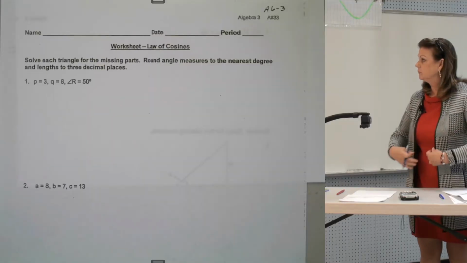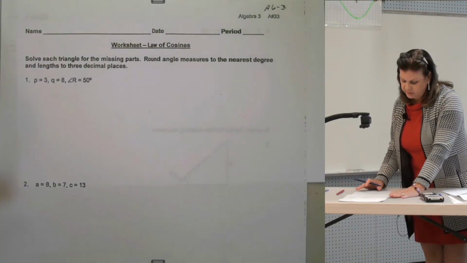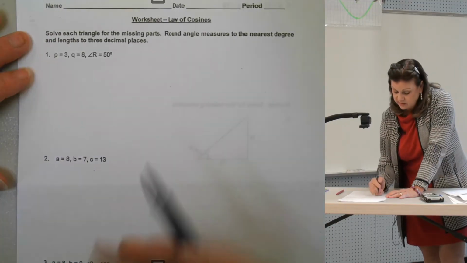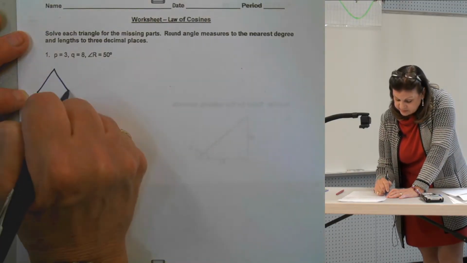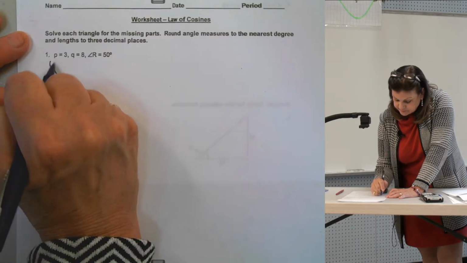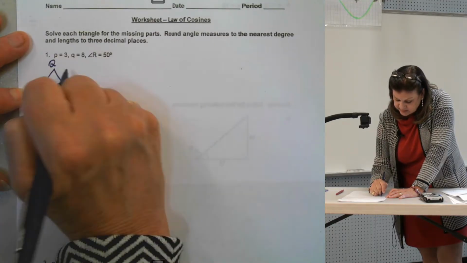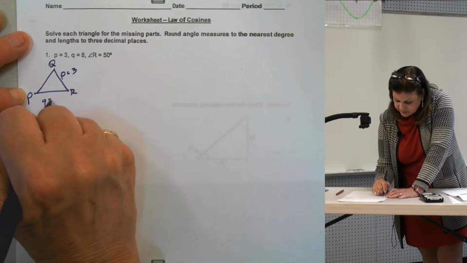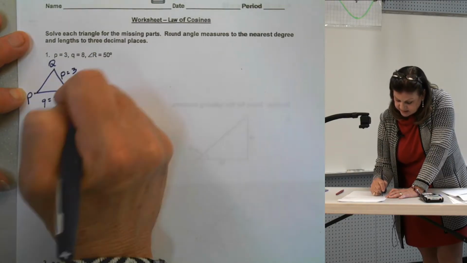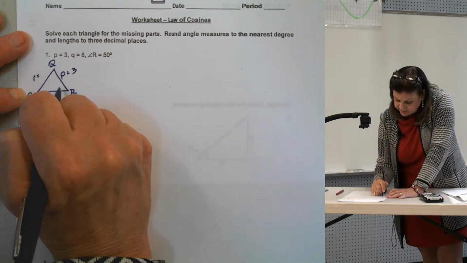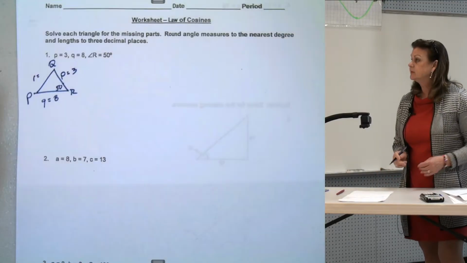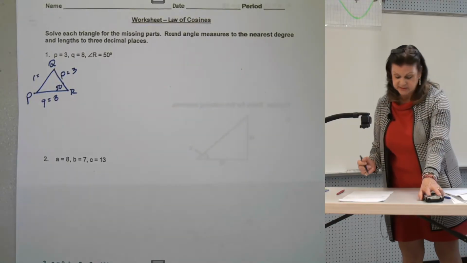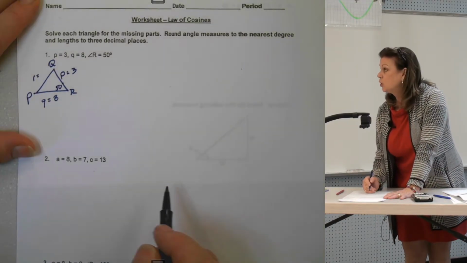All right, here we go. We have triangle PQR, and they have given us side P is 3, side Q is 8, and angle R is 50 degrees. So side angle side, we're going to use law of cosines, of course, and we're going to look for side R.